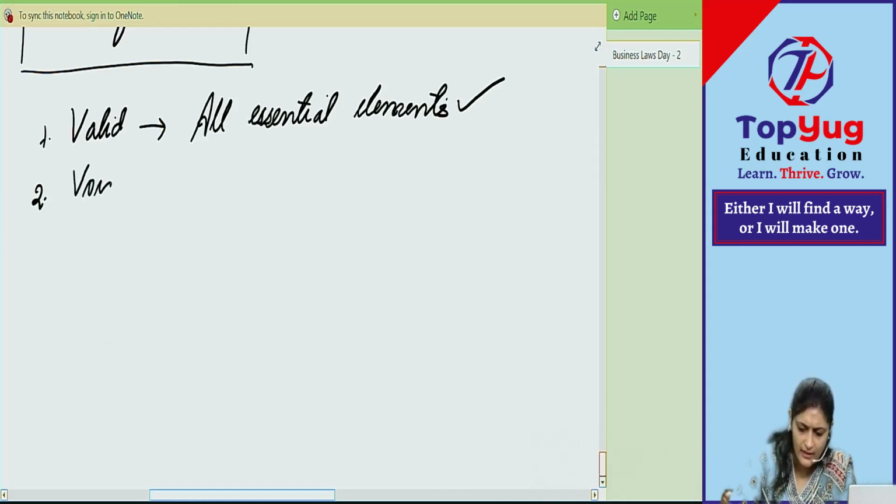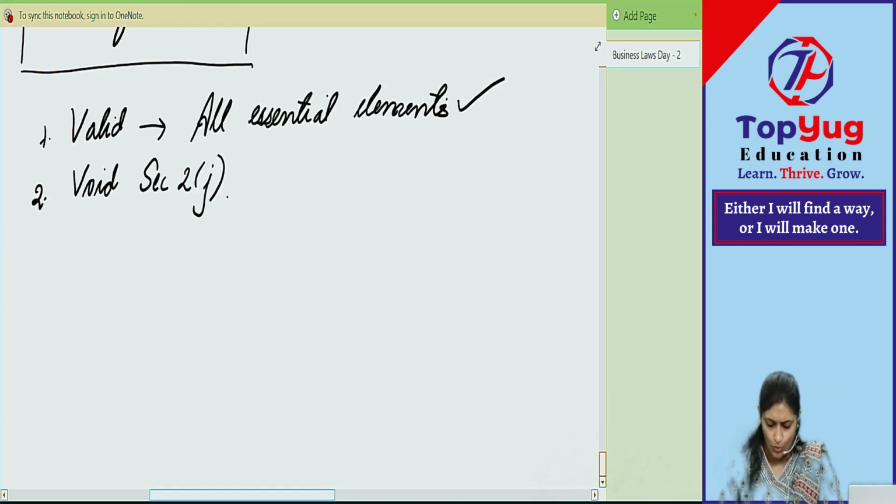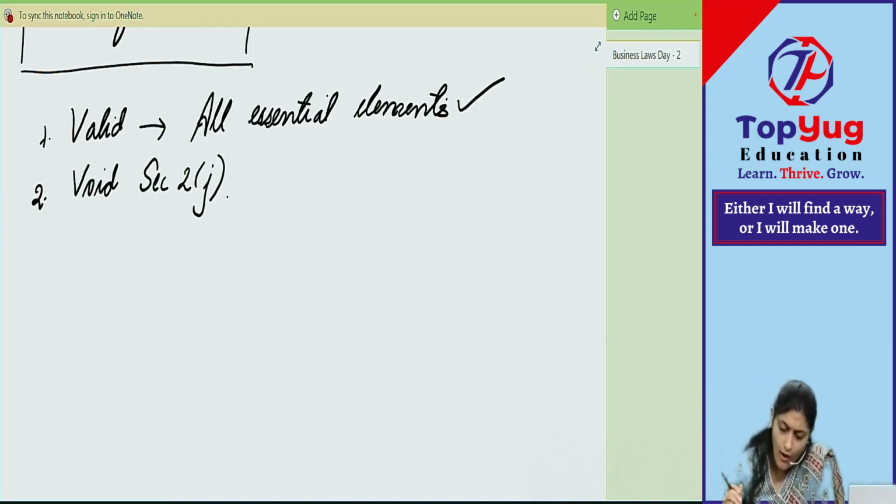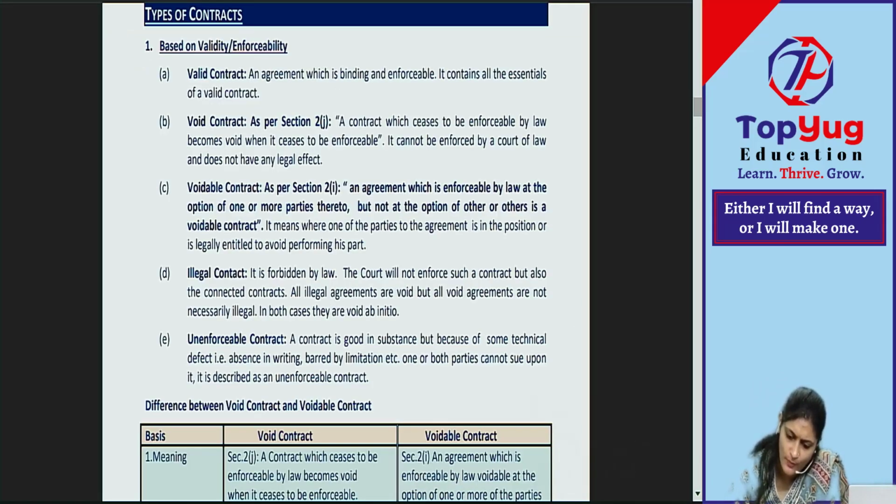A void contract is defined under clause J of section 2. A contract which ceases to be enforceable by law becomes void when it ceases to be enforceable. So what is the definition given here? A contract which ceases to be enforceable by law becomes void when it ceases to be enforceable. Clear? Understood? Obviously, it is a definition. Will you understand it properly?